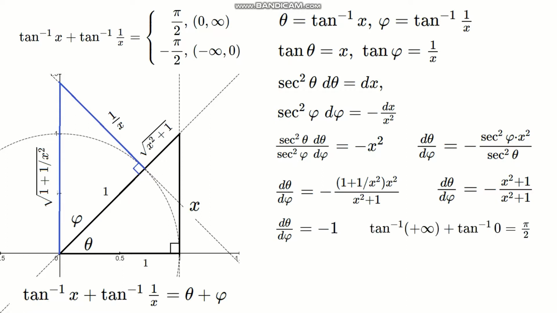Let us use x equals positive infinity. Arctan infinity is pi over 2 and arctan 0 is 0. So we have pi over 2. Therefore, arctan x plus arctan 1 over x is pi over 2 on the interval 0 to infinity and negative pi over 2 on the interval negative infinity to 0. If it works at the positive values of x, then it also works at the negative values of x.